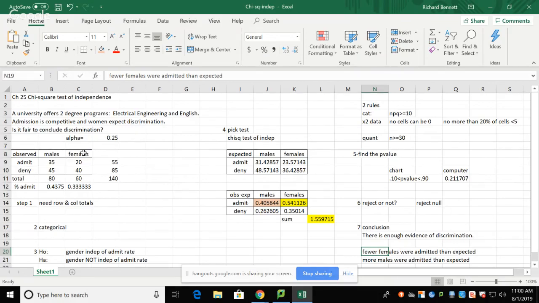Now let's change our alpha back to what we should know. So now our alpha is 0.05. We would not reject the null. Do not reject the null, and there's not enough evidence of discrimination. Now I don't need to worry because we said there's not evidence of discrimination. Now let's go back here because let's talk a little bit about some interesting things.